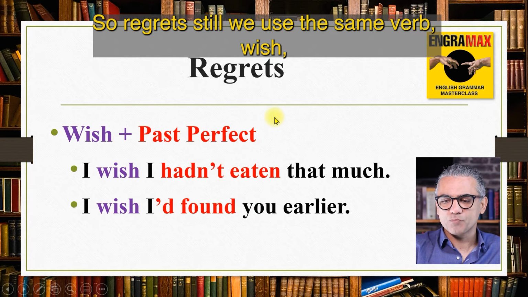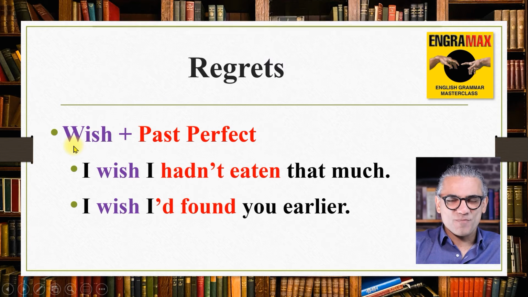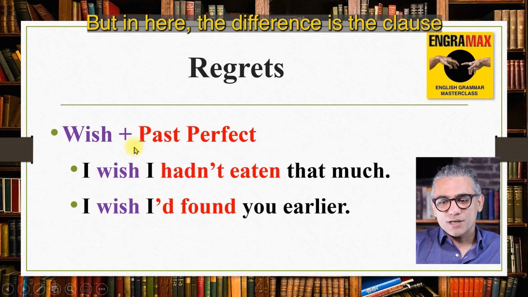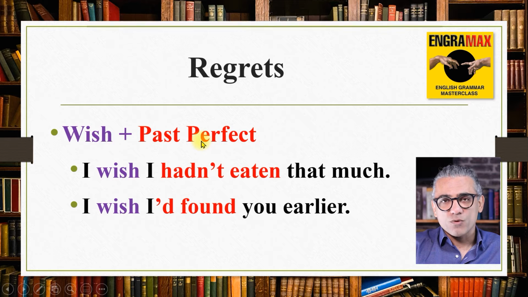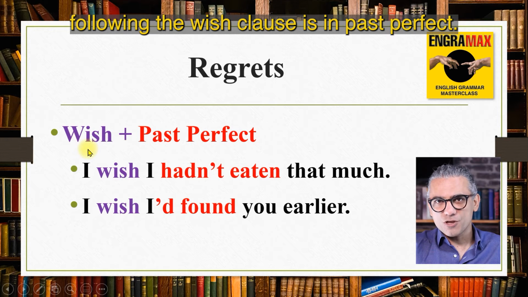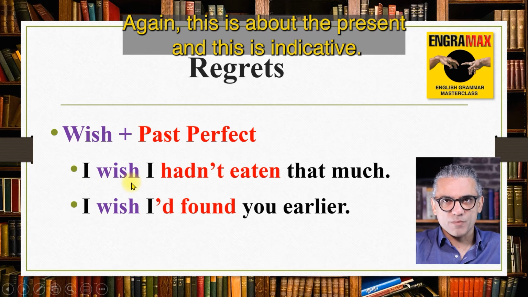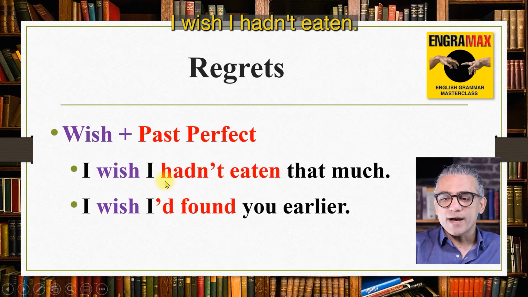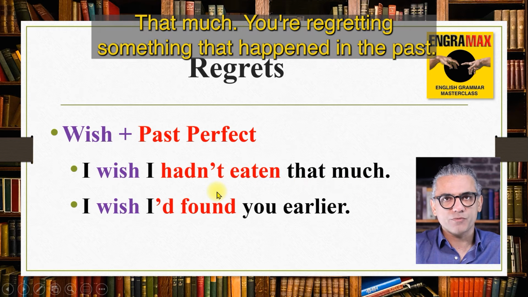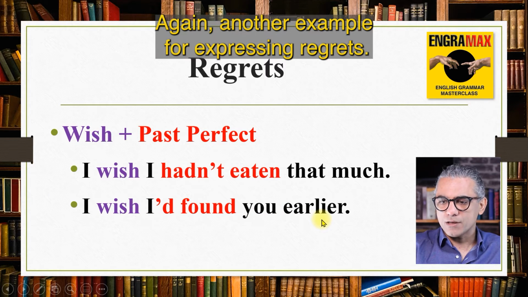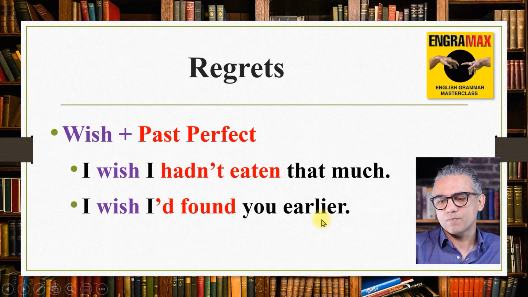So, regrets. Still, we use the same verb, wish, but because it is about the past, we call it regret. But in here, the difference is the clause following the wish clause is in past perfect. Example, we say, I wish. Again, this is about the present, and this is indicative. I wish I hadn't eaten that much. You're regretting something that happened in the past. I wish I had found you earlier. Again, another example for expressing regrets.